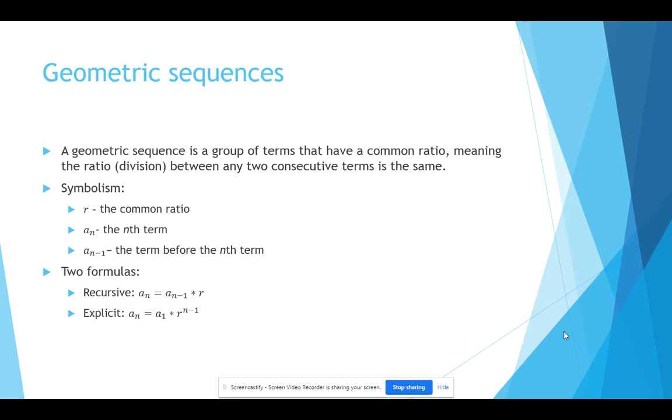And the two formulas that we have for geometric sequences: the recursive form is going to be A sub n equal to A sub n minus 1 times R. And the explicit form will be A sub n equal to A sub 1 times R raised to the power of n minus 1.